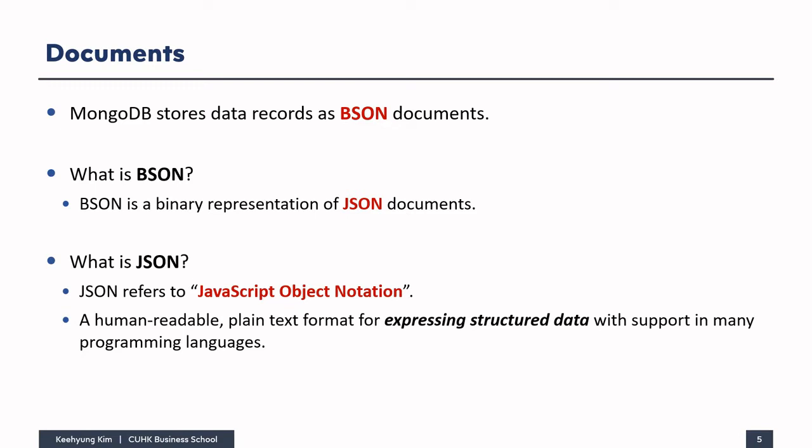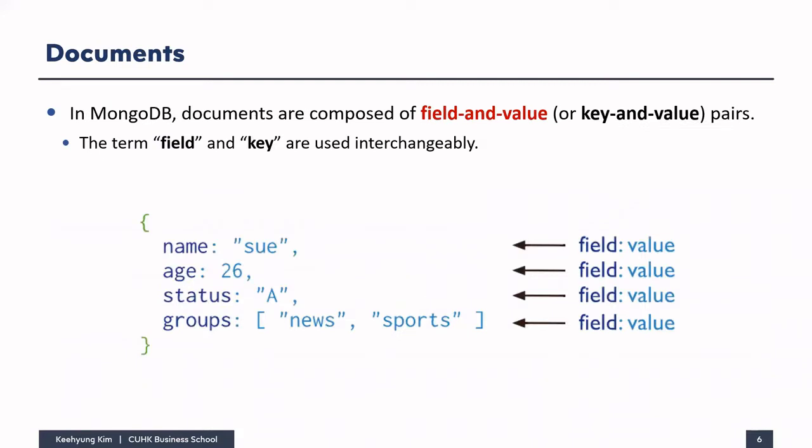I'm going to show you some examples so that you have an idea how the data will be stored in MongoDB. Following the JSON structure in MongoDB, the document will be composed of fields and values. Sometimes we call this key and value. In MongoDB, when we talk about the data structure and the document, we use field and key interchangeably. The term doesn't matter. And for each field, we will have a data value.